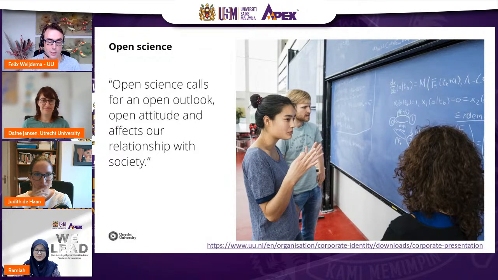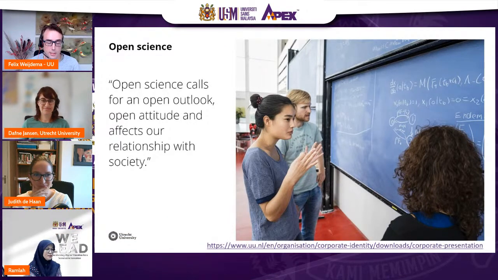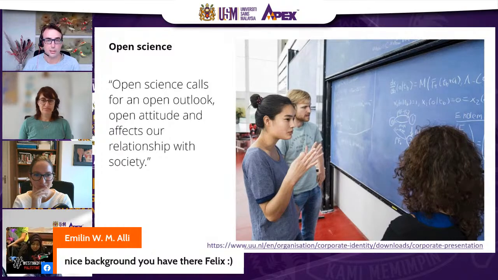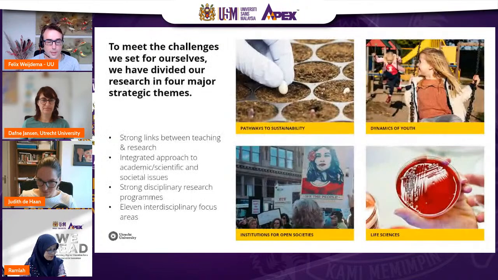So that was a good sign that we are on the right track, not only within the library and within the open science program, but also the most corporate part of our organization has open science included in the slide deck with all kinds of nice pictures and numbers on how many students and how many educational tracks we have. But this quote from the accompanying website says, open science calls for an open outlook, open attitude, and affects the relationship with science and with society. So that's what also was in the visual that was shown by my colleague Judith, that we try to integrate science and society as much as possible.